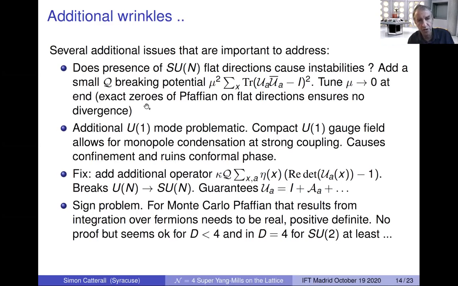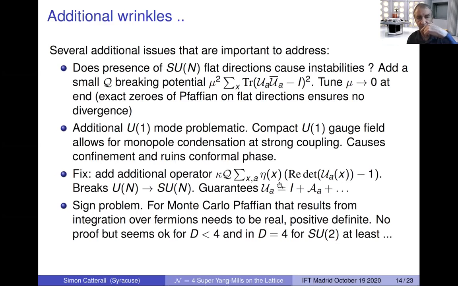This additional U1 mode, which I have to carry with me because I have to work in U(N) rather than SU(N), is more of a problem. It turns out this compact U1 gauge field allows for monopole condensation at strong coupling. This is something that's well known in the lattice community, that compact U1 leads to monopoles and lattice artifacts at strong coupling. And that causes confinement and ruins the conformal phase for us. So for a long time, we struggled to get out to strong coupling by trying to restrict the fluctuations of this U1 mode. And so I'll show you a solution that we've just come up with recently for doing that.